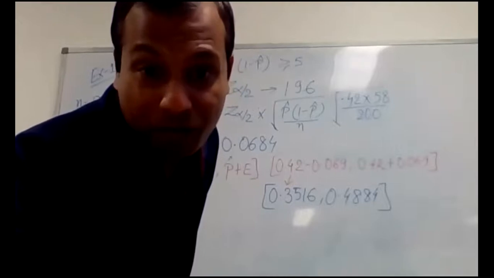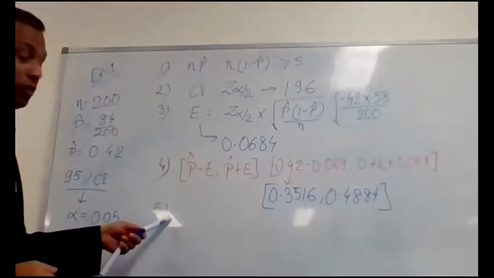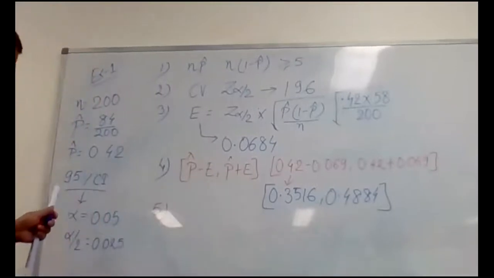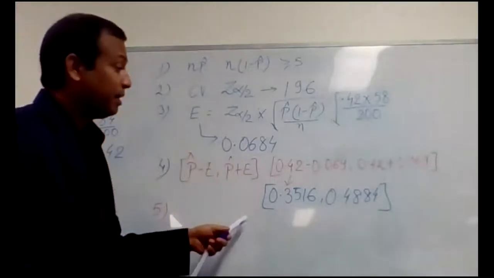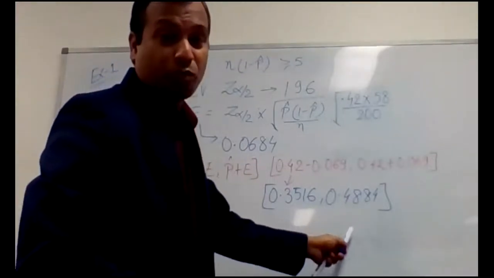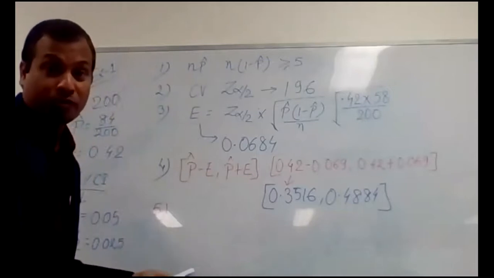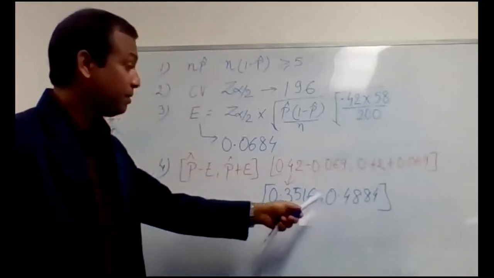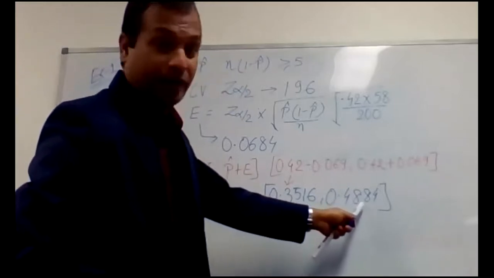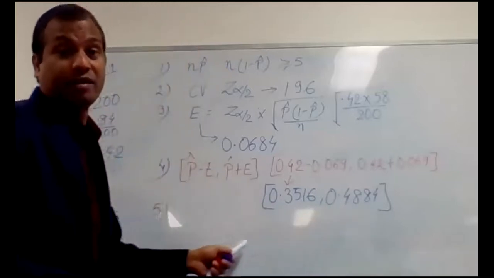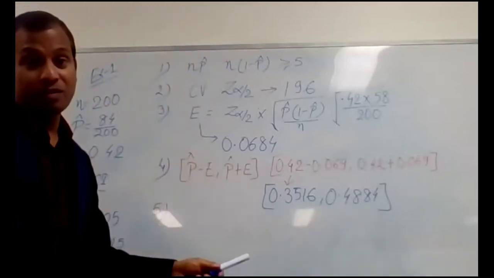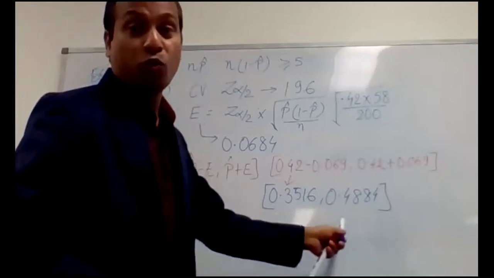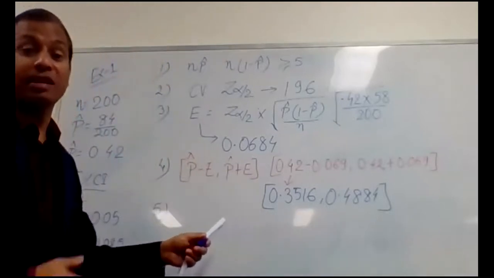Then finally, how do we conclude this? This time you have to write here: we are 95% confident that the interval from 0.352 to 0.488 does contain the population proportion P, otherwise the population proportion of the students who eat breakfast regularly.